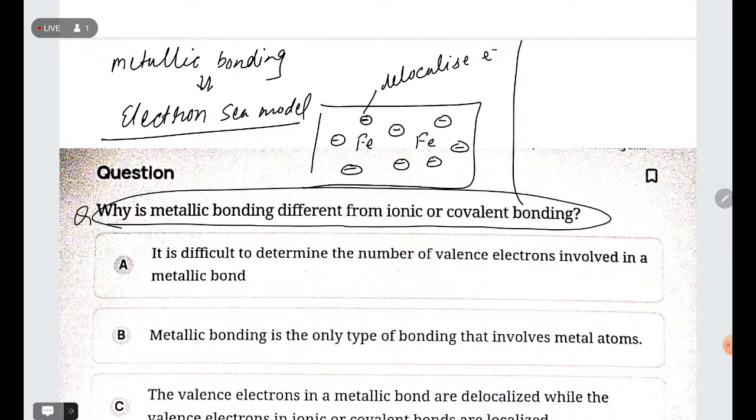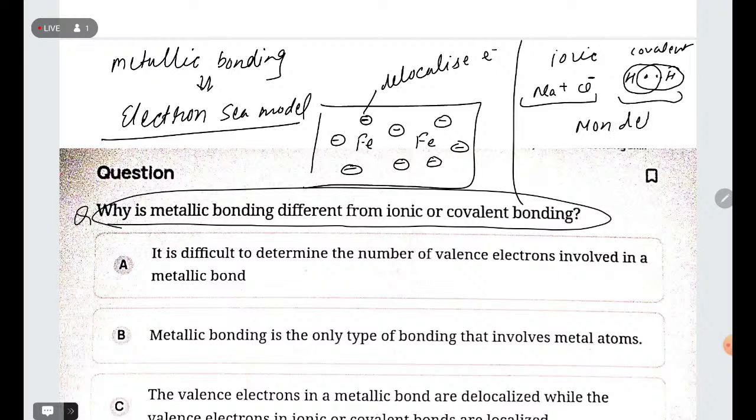And if you talk about ionic or covalent, ionic is Na plus; these electrons are not delocalized. Or even if you talk about hydrogen, these electrons are purely between the orbitals, so they are covalent. So what is happening, student? Non-delocalized means localized electrons.